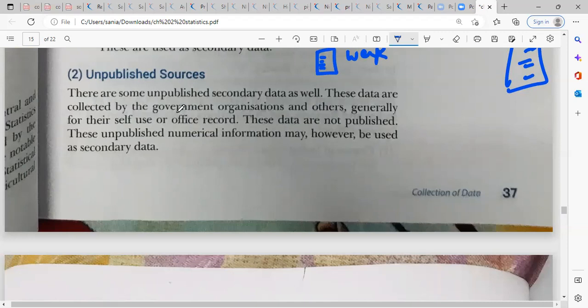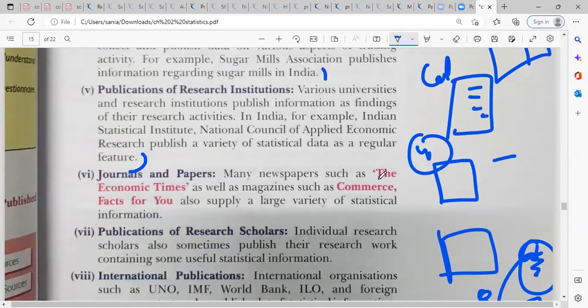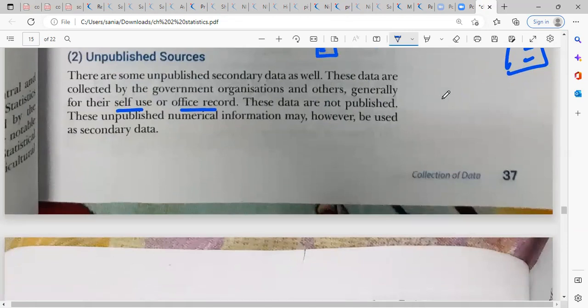And then there are some unpublished secondary data as well. These data are collected by government organizations and others, generally for their own self or office record. The published ones are collected and then put on a website, which anyone can visit and collect the data. But for unpublished, for example, you have a class, maybe 11th B. I made a list for this class, how many girls there are, how many boys there are. This is what I am making for myself.